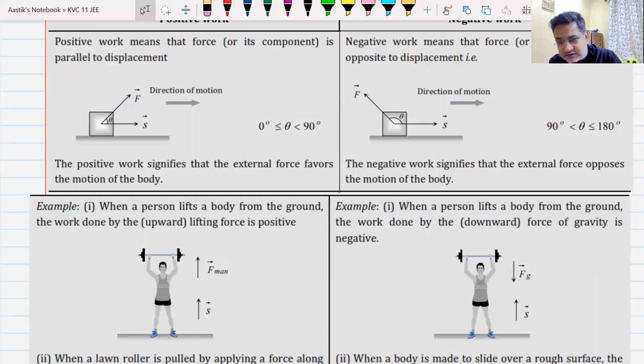So it just depends on the angle between the force and the displacement. If the angle is acute, work done is positive. If the angle is obtuse, work done is going to be negative. You don't have to draw the examples, they are just to make you understand when work done is positive and when work done is negative.